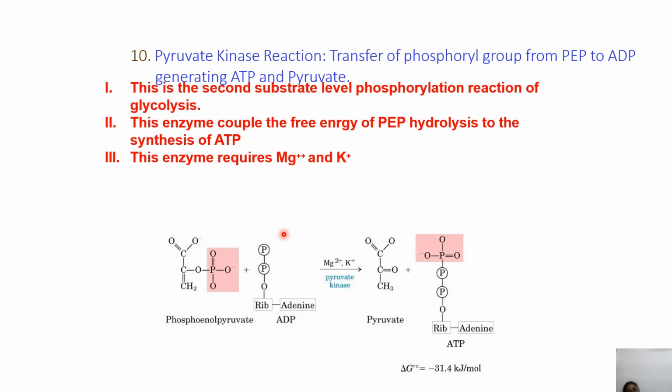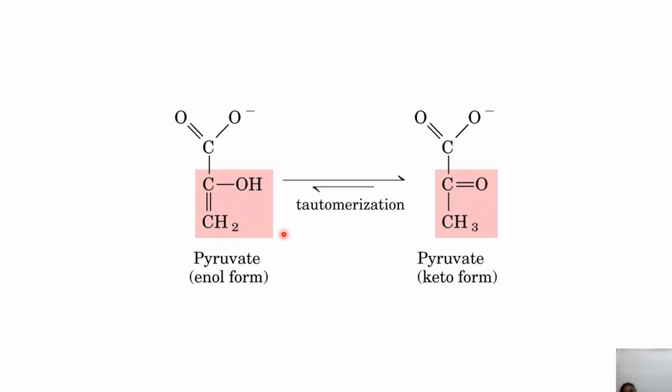Second last step. And then the pyruvate kinase reaction transfers the phosphoryl group from PEP, phosphoenolpyruvate, to ADP, generating ATP and pyruvate. So this is the second substrate-level phosphorylation reaction of glycolysis, and this enzyme couples the free energy of PEP hydrolysis to the synthesis of ATP. This enzyme requires both Mg2+ and K+, potassium.